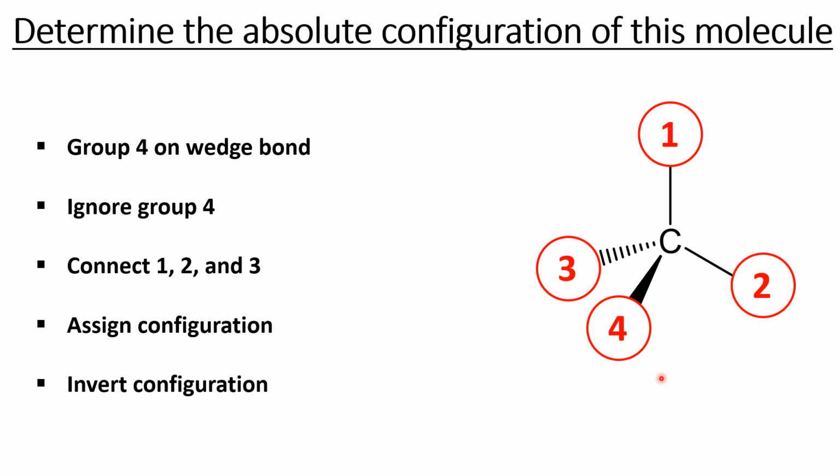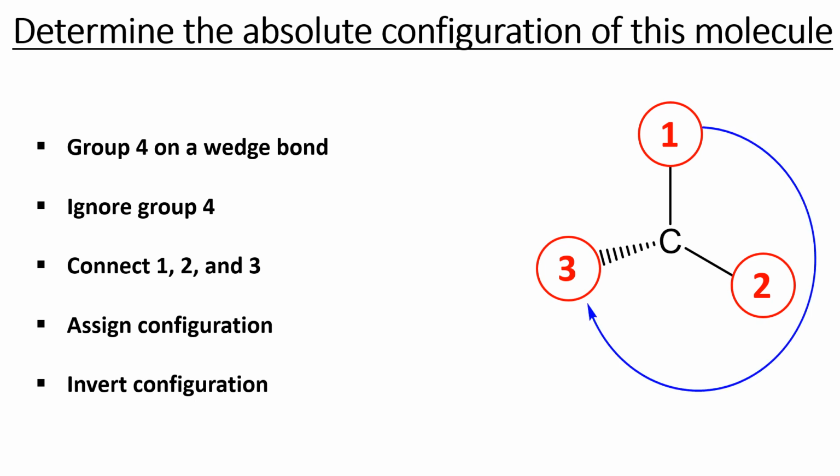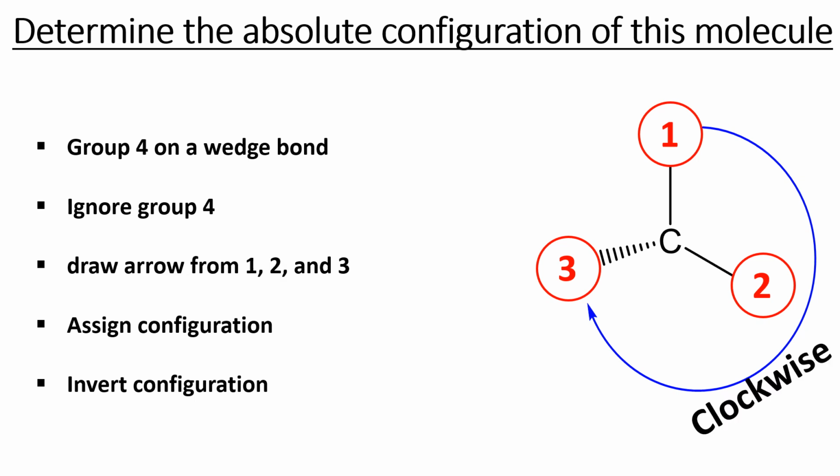So now let's ignore group 4, then draw an arrow connecting groups 1, 2, and 3. This will give us a clockwise direction and an absolute configuration of R. So invert or change this configuration, and we will have an absolute configuration of S. Therefore, the absolute configuration of our molecule is S.